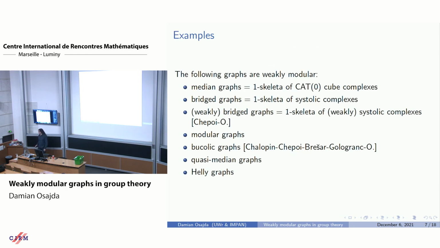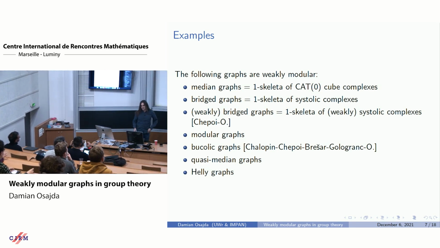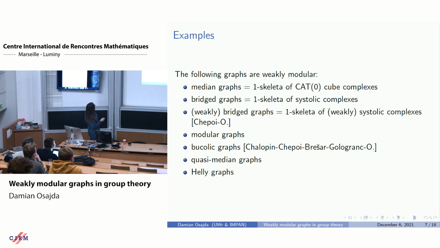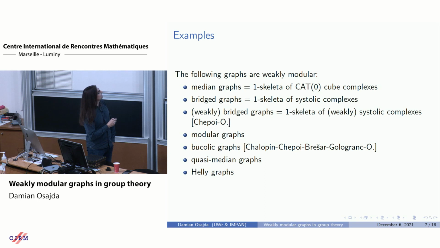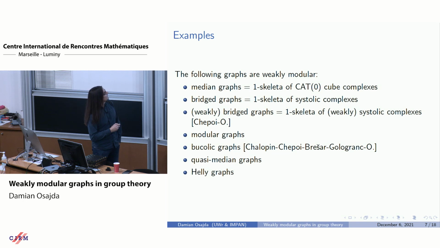what it generalizes. Most of this you saw during the Fedor talk. For example, and here is double terminology because there is this division in the audience: median graphs for graph theorists are the one-skeleton of CAT(0) cube complexes for group theorists. These are weakly modular. Bridge graphs, and for the right people, one-skeletons of systolic complexes, also weakly modular. Then weakly bridged graphs, one-skeletons of weakly systolic complexes.